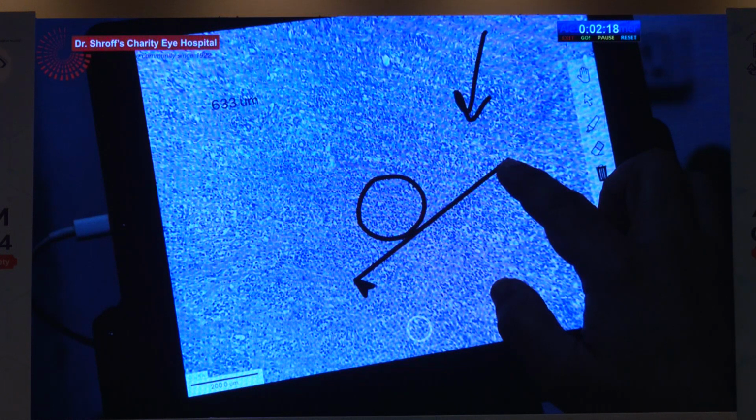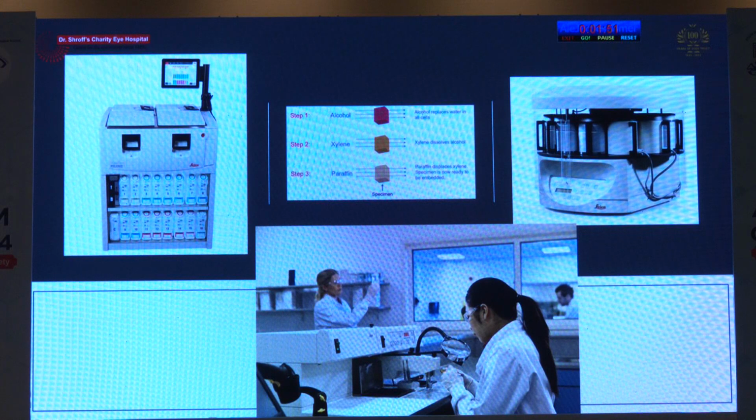We have an iPad connected to a computer where any smartphone image which comes in, preferably from a pathologist or at least a histopath technician, can be read out, because we understand that we cannot cover every area. There are just 9 full-fledged ocular histopathology labs, so we are trying to build a system where we can accept and report it out. I've just paused it for that.